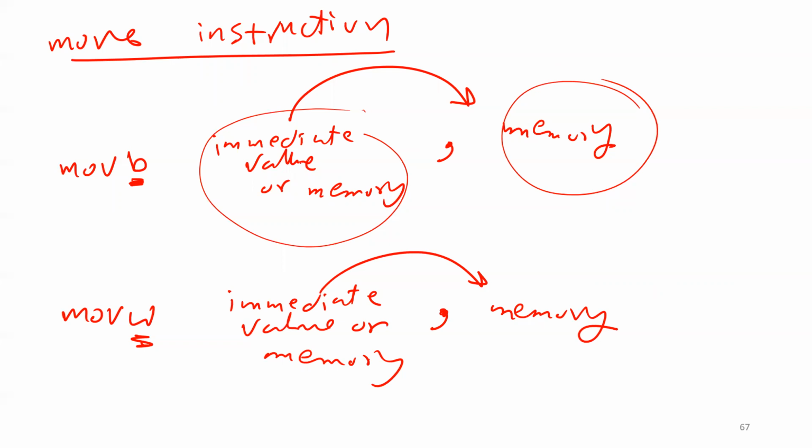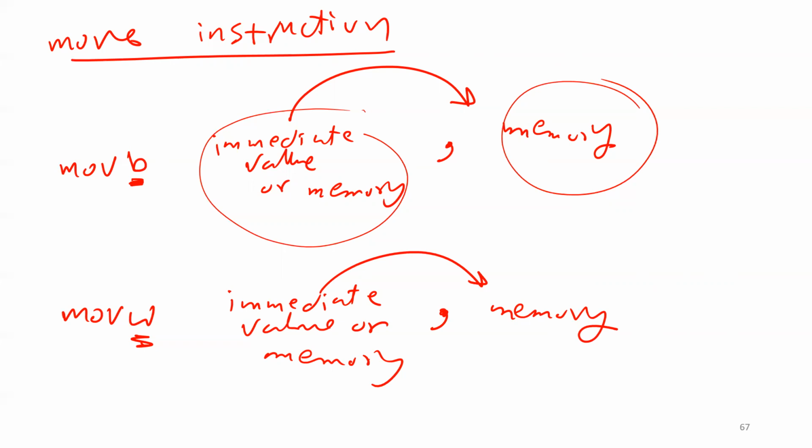After the move instruction, there should be two operands, one for the source and one for the destination. The source can be an immediate value or a memory location. The destination should be a memory location all the time.